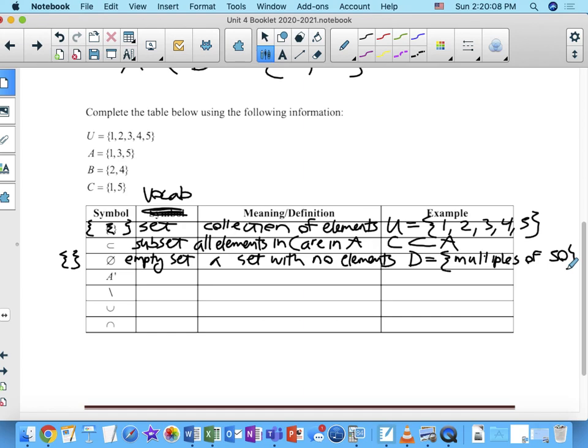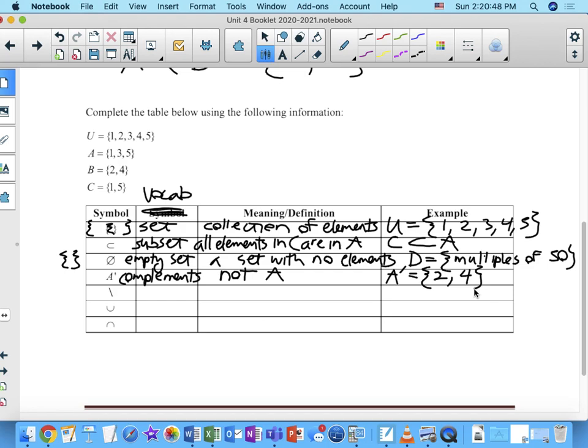Okay? Complement, A complement. Okay? So A complement is everything in the universal set not in A. Okay, or you could think of it as not A, right? In the universal set, but not in A. And A complement, if A is 1, 3, 5, then the elements in U but not in A would be 2 and 4. So A complement equals 2 and 4.